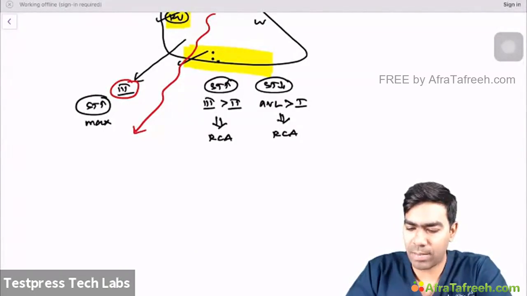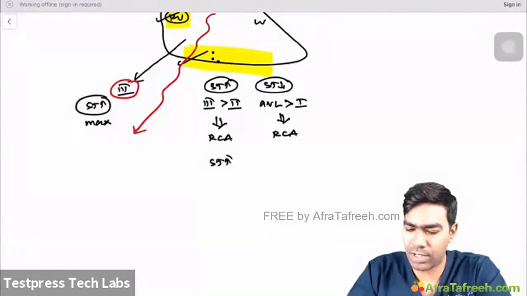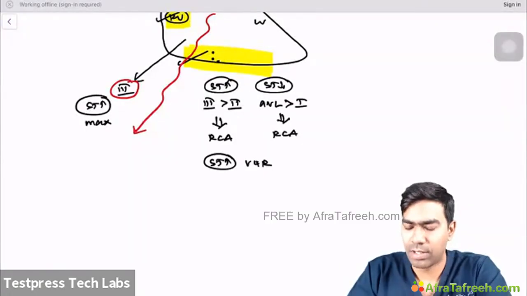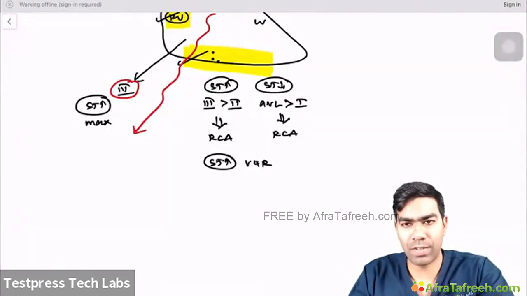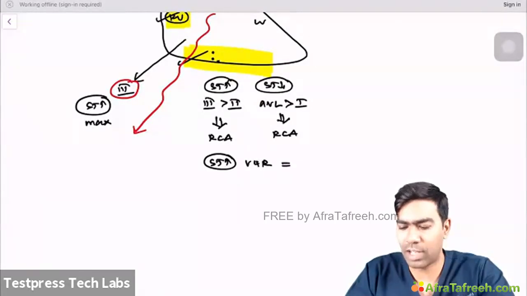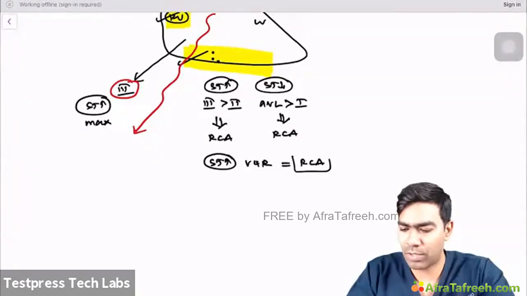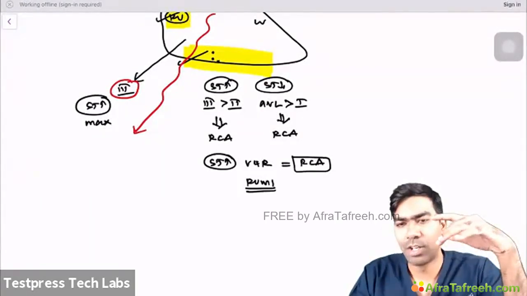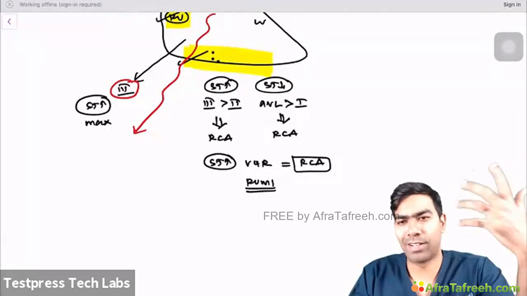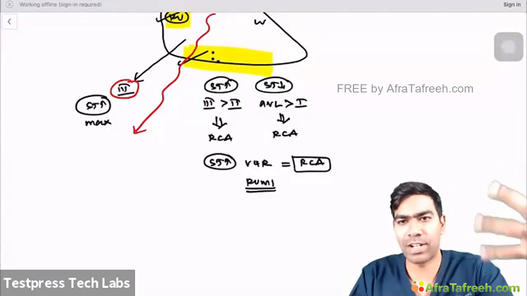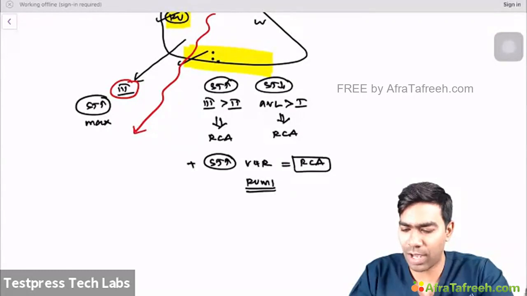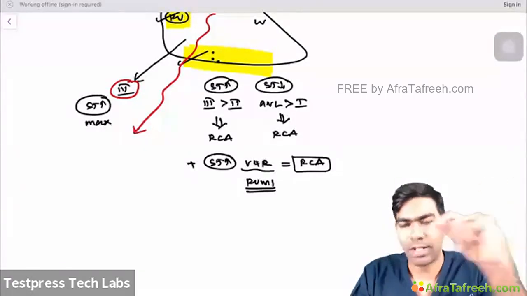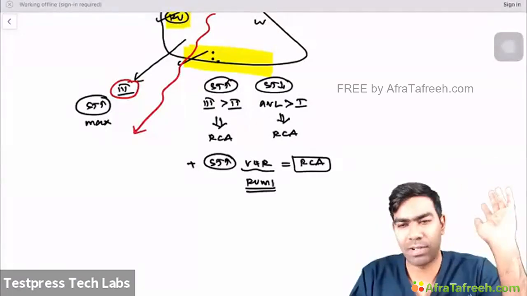And at the same time, if I'm seeing ST elevation in V4R, that's straightforward. ST elevation in V4R is equal to RCA involvement only. Why is it equal to RCA? Because V4R elevation means it's a right ventricular MI. For the right ventricle, there can be only one artery that can supply it, that is the right coronary artery. So if you have ST elevation in V4R, 100% it confirms it's a right coronary artery only.